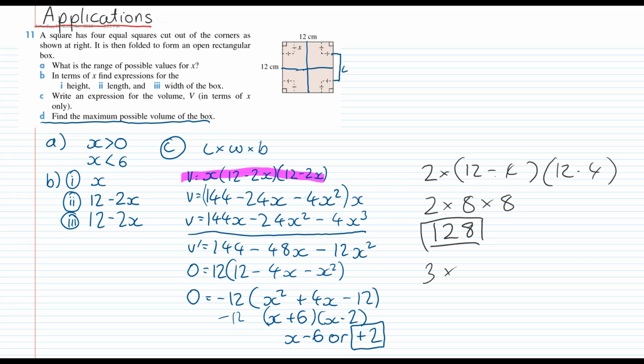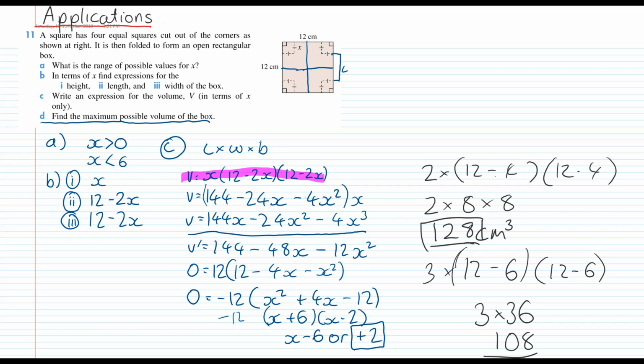It'd be 3 times 12 minus 6, which is 6, and then 12 minus 6, which is 6. So 3 times 6 by 6, which is 36. 3 times 36, 108. Less than 128. And what this process has given us is faith that 128 centimeters cubed is the maximum that you can make out of a box like this.